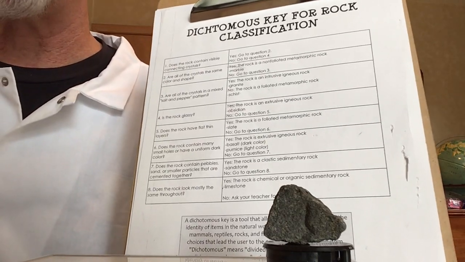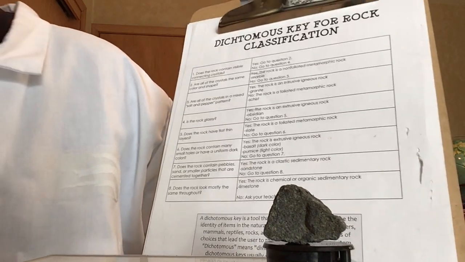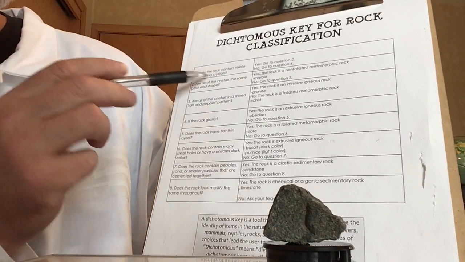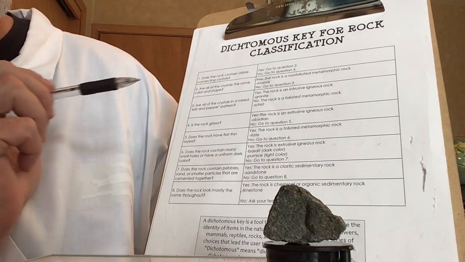Okay, here we are to identify our rocks. Here's our first rock sample. Let's take a look at it. We decided that the rock does not contain visible crystals, so we're going to jump down to number 4.